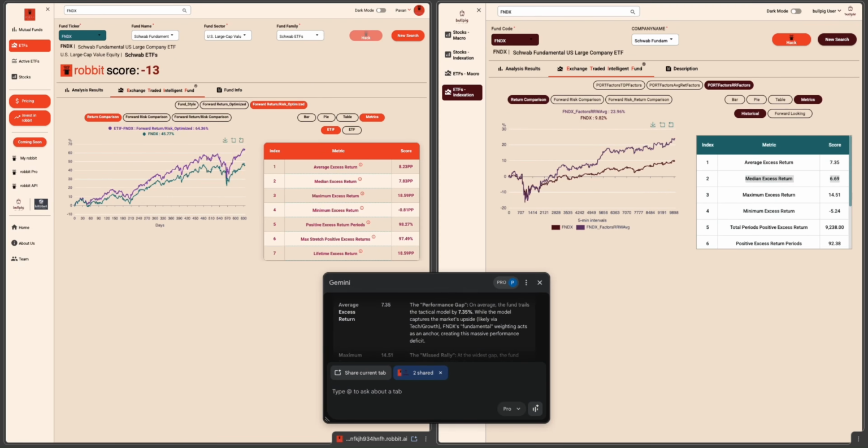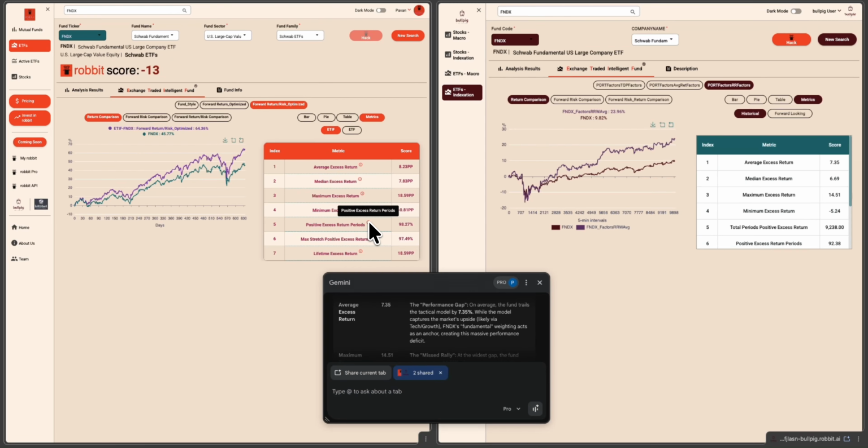2. Strategic metrics, Robbit tab background. Focus: long-term structural efficiency. Source: background tab data. This table compares the fund's structure against the AI's optimized style benchmark. Metric, value, what it means. Positive excess return periods: 98.27%. The certainty of failure. This is the most damning stat. In over 98 out of 100 periods, the optimized strategy beat the fund. It is statistically nearly impossible for FNDX's fundamental strategy to win in this environment.